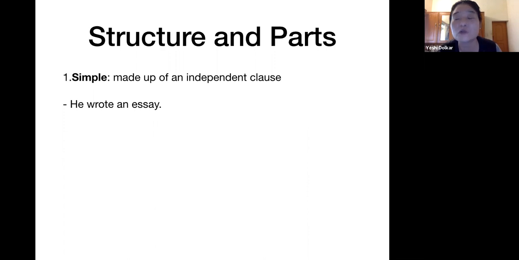A complete sentence is also called an independent clause.